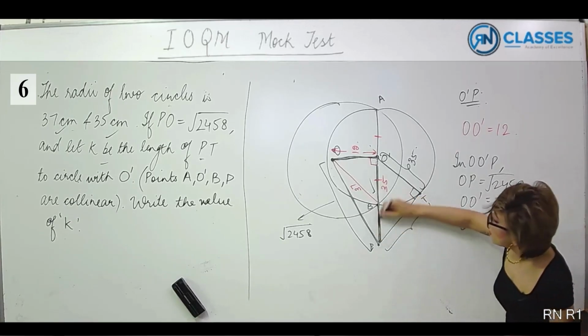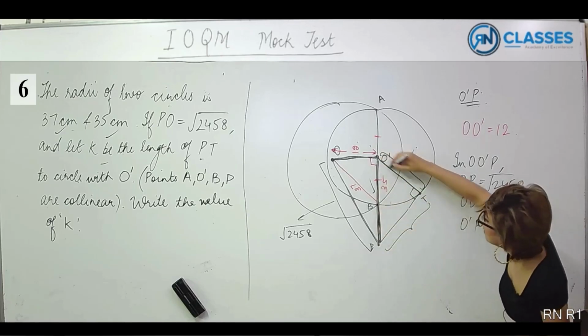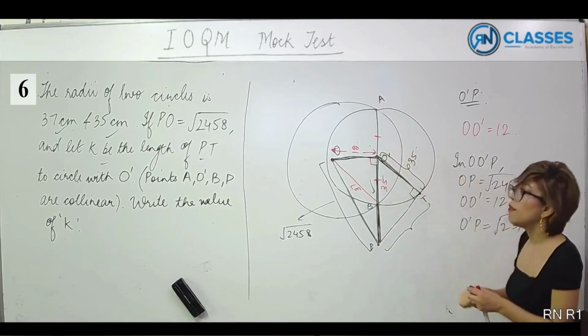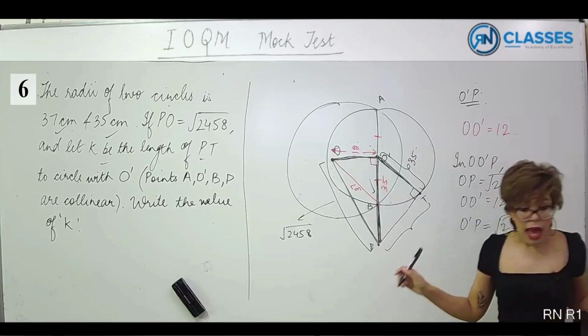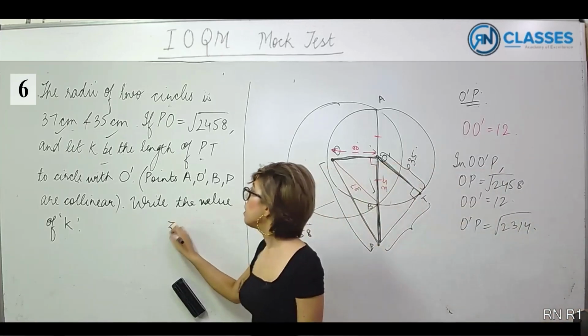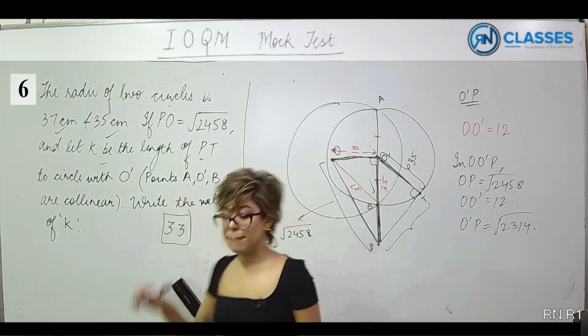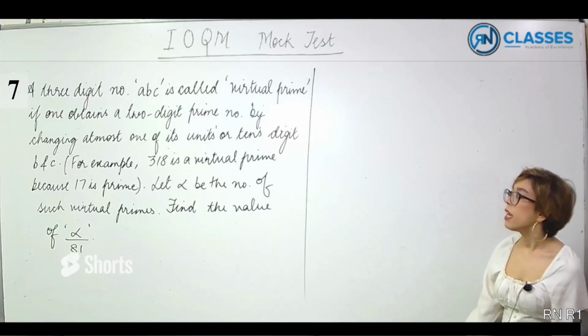I think our job is done. If I know this length, I already know this length. Using Pythagoras theorem again, we'll try to find the length of K. And the answer turns out to be 30. Alright, the next one.